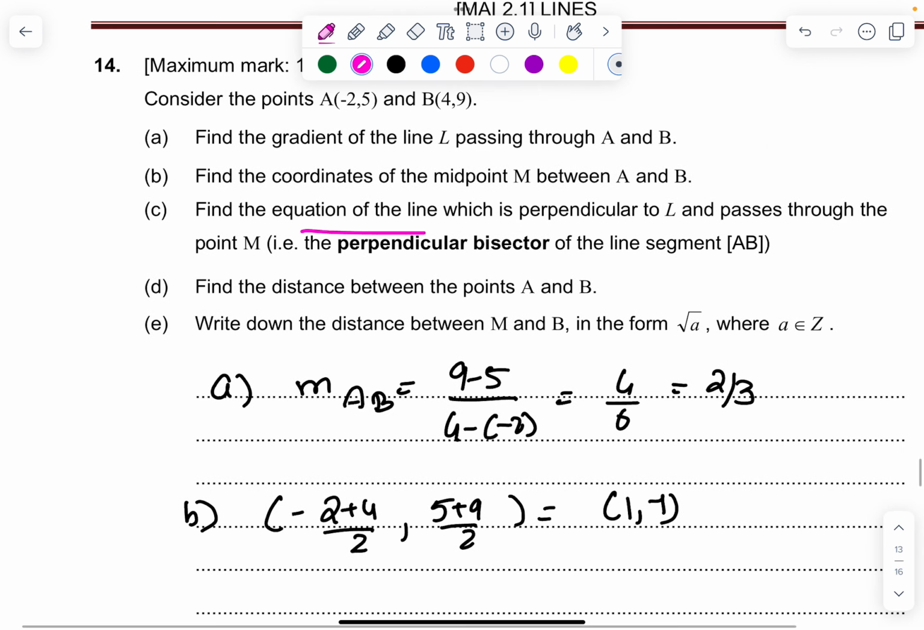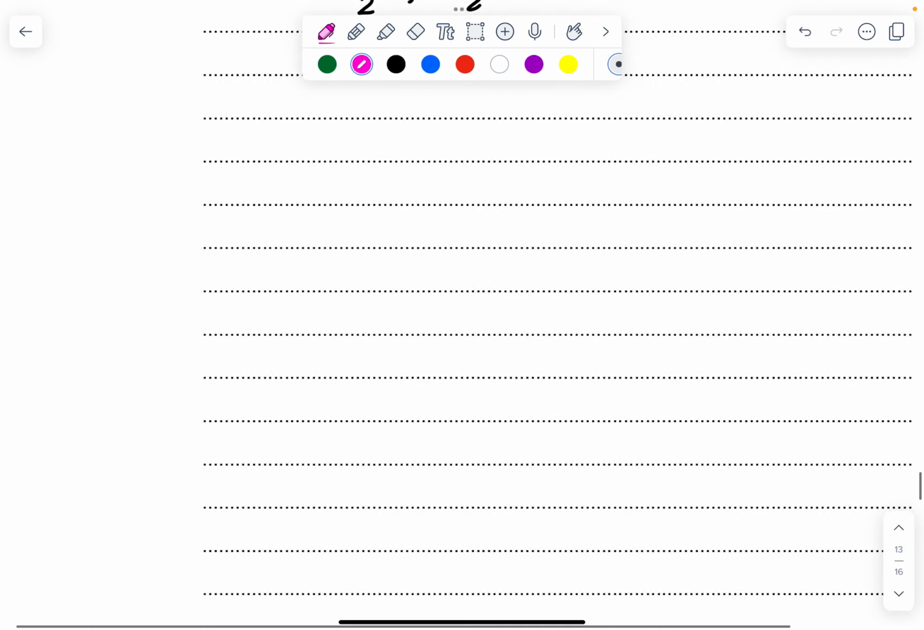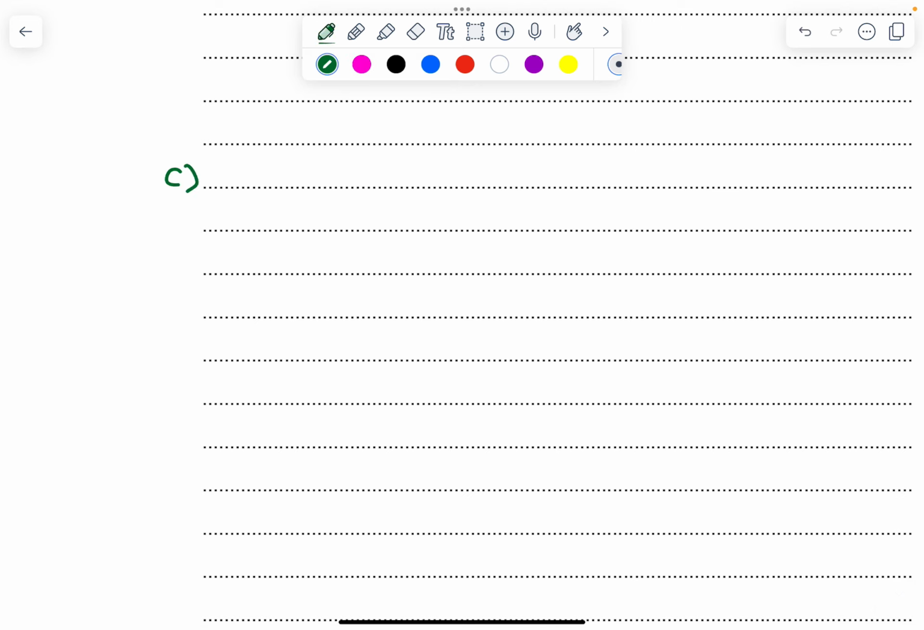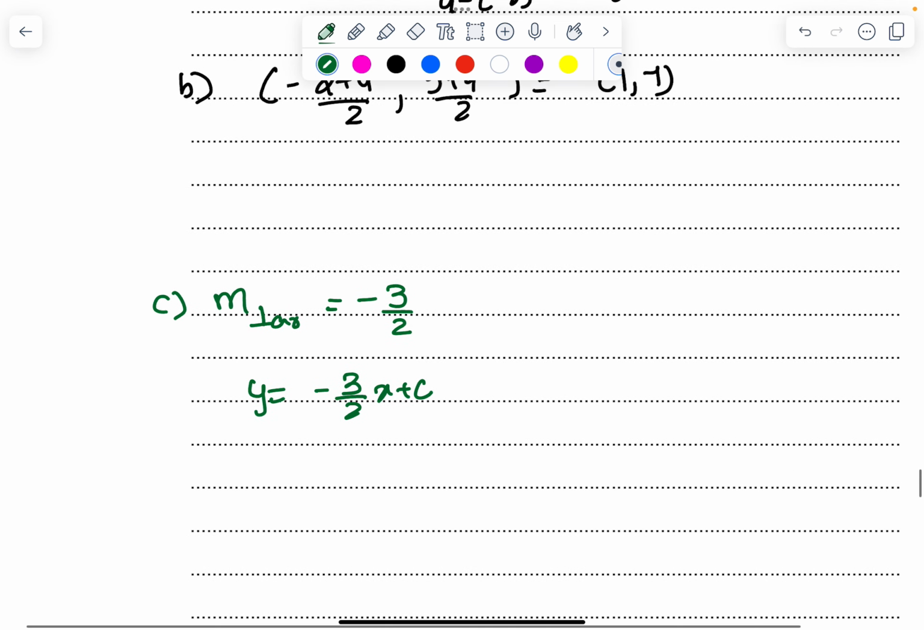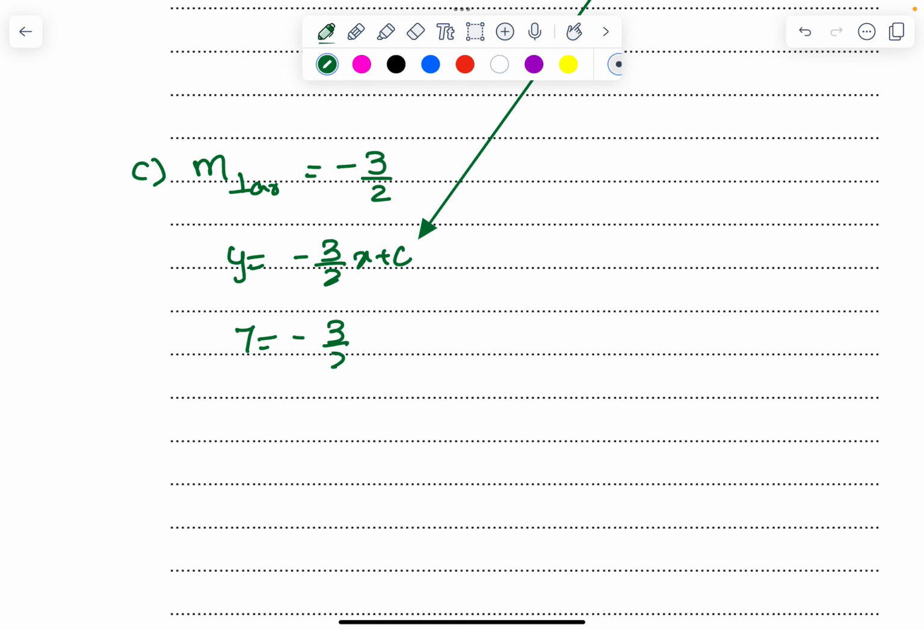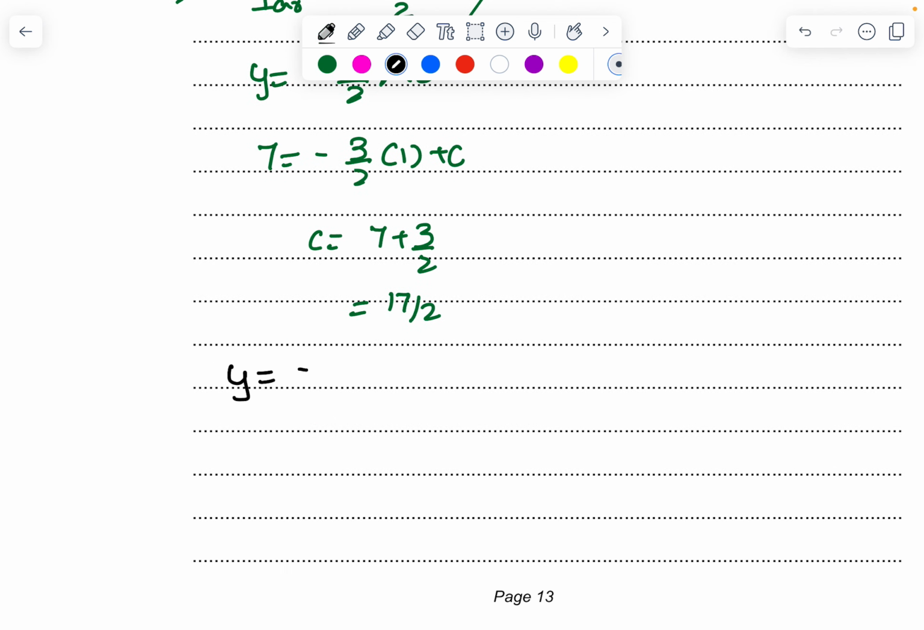Then part C, find the equation of a line perpendicular to L and passing through the midpoint. So first of all, m perpendicular will be equal to minus 3 by 2. Then y equals minus 3 by 2 x plus c, but it is passing through the midpoint (1, 7). So 7 equals minus 3 by 2 times 1 plus c. c equals 7 plus 3 by 2, which equals 17 upon 2. So the equation is y equals minus 3 upon 2 x plus 17 upon 2.